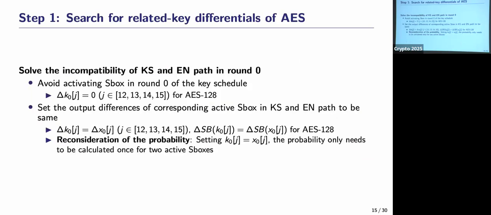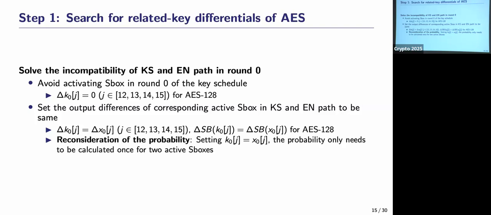We give 2 ways to solve this incompatibility. The first way is to avoid activating S-box in round 0 of the key schedule. For AES-128, the last column of K0 is set to non-active. The second way is to set the output differences in the corresponding active box in KS and EN paths to be the same. In this case, the degree of freedom and probability of the differential should be reconsidered.